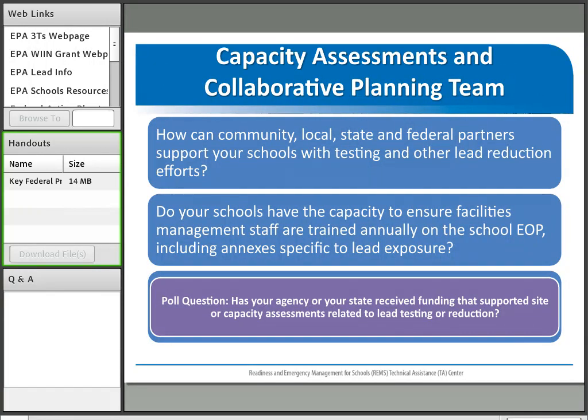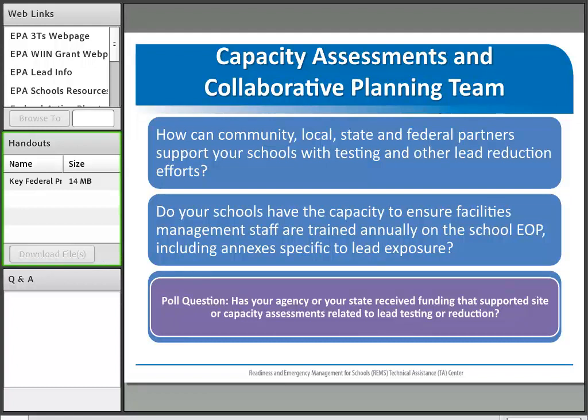And one of the ways that we can make sure to do that is to include all of the information that our safety team needs so that they're equipped to handle the variety of threats and hazards the school may face. So we want to ask ourselves, do we have the capacity at our school to ensure facilities management staff are trained? We want to make sure that they at least get annual training on the school EOP and the annexes that are specific to things like lead exposure, because we want their involvement.